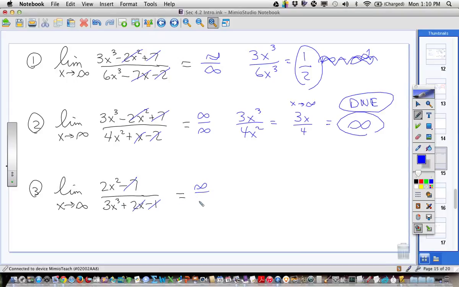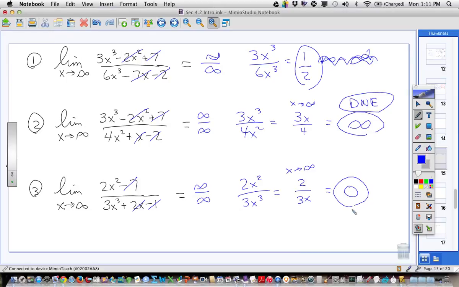Again, both the top is getting big and the bottom's getting big as x gets big. So it's infinity over infinity, but what's happening? The bottom is getting bigger, faster. So we got like 2x squared over 3x cubed. Now that reduces to what? 2 over 3x? So as x gets big, the bottom is getting big. What happens to a fraction when the bottom gets big? It approaches 0. The fraction gets smaller.